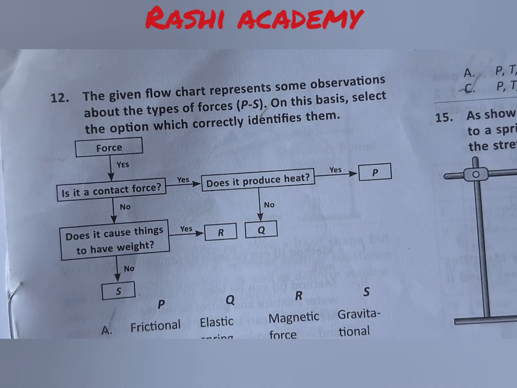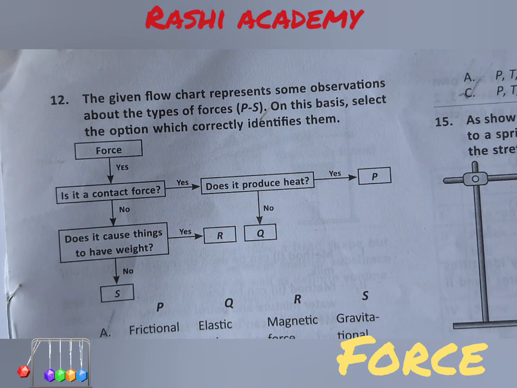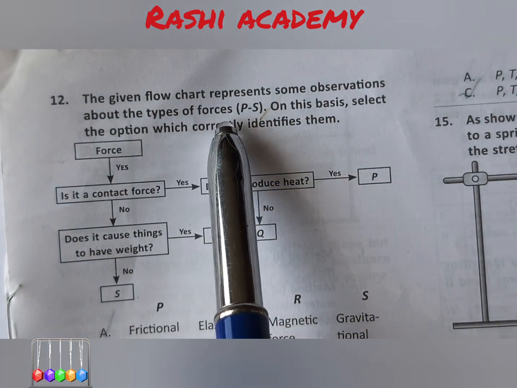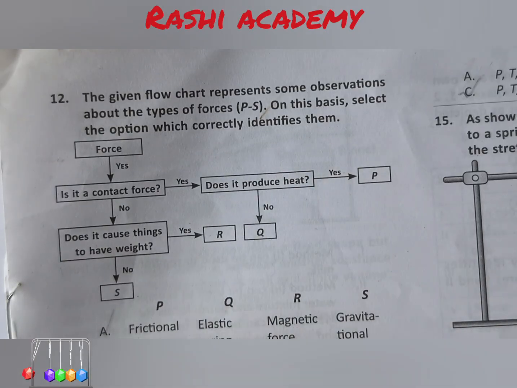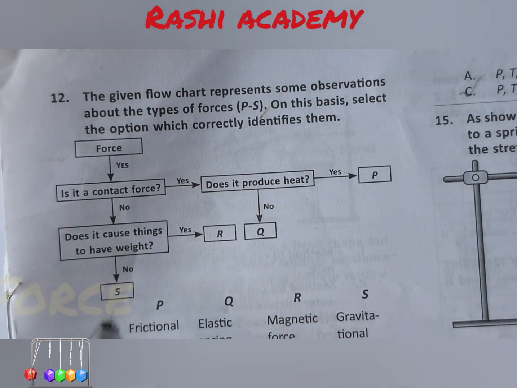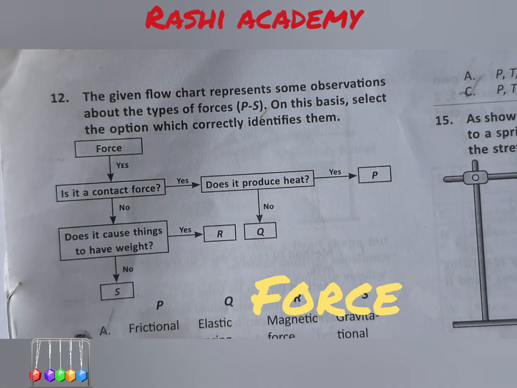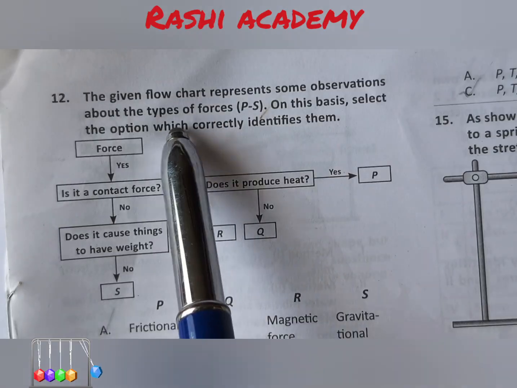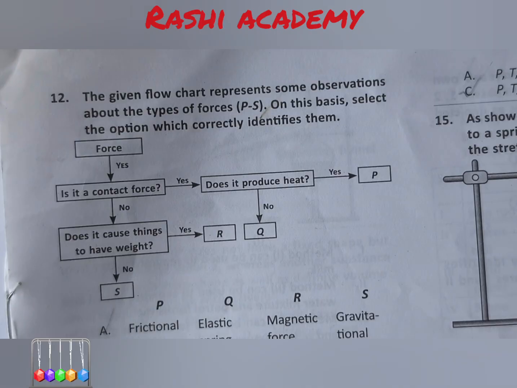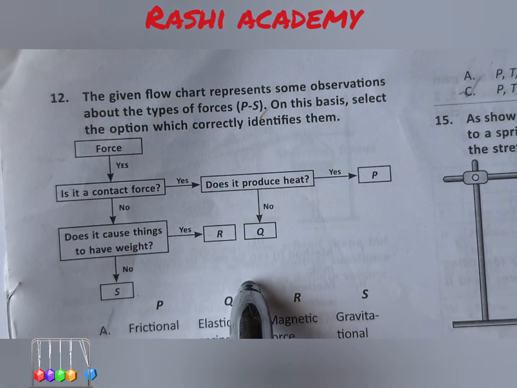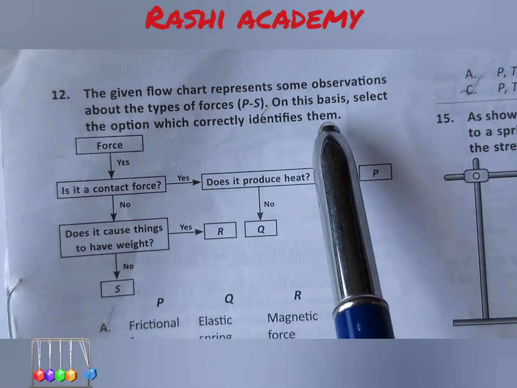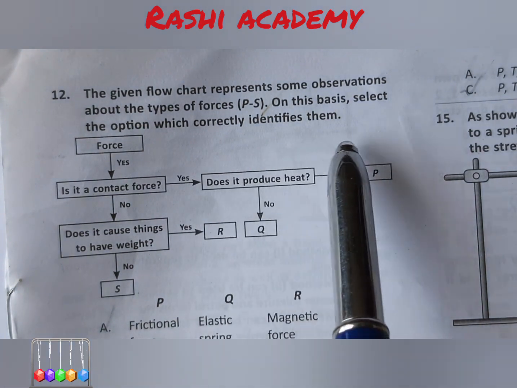Here you can see I zoom that question. The given flow chart represents some observations about the types of forces. So this flow chart is basically on the basis of the force topic. So you have to learn about the force. There are four different types of forces, P, Q, R, S, and you have to read this flowchart. According to that, you have to find out which is the correct option. On the basis of it, select the option which correctly identifies them.